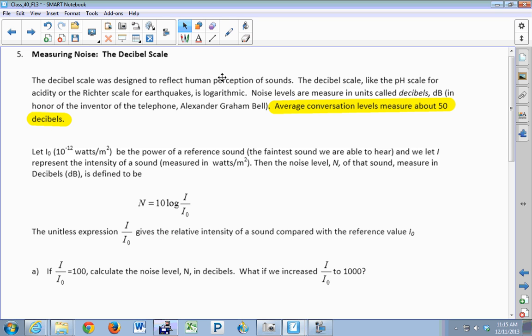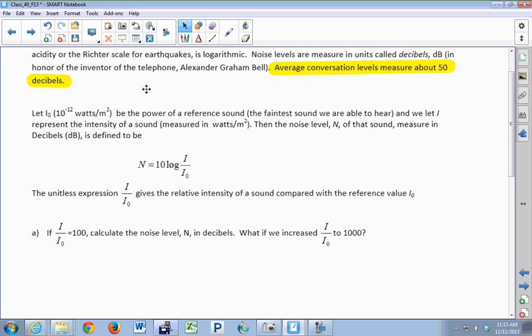Okay, so here we come with some more formulas and numbers, but nothing that should be too scary to you now, because you've seen logs and you've seen these equations already. Very similar to the earthquake equation, they have I sub naught, which is your standard reference sound. It's the faintest sound ears are able to detect, and it's used like a constant in this formula. We let I represent the intensity of the sound. The units for measuring sound are watts per square meter.